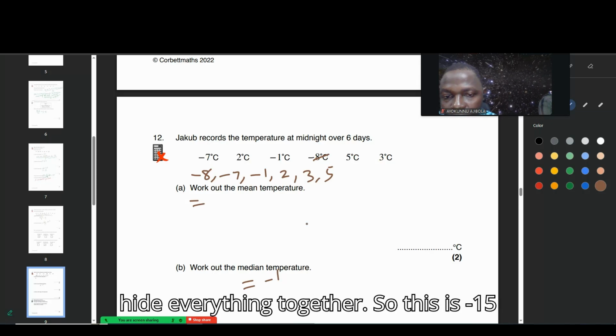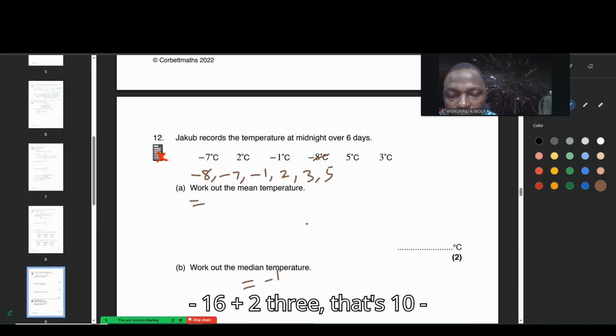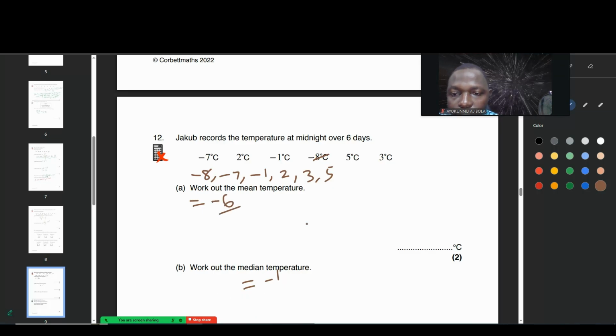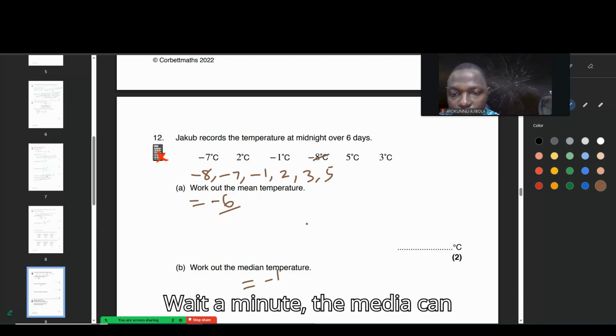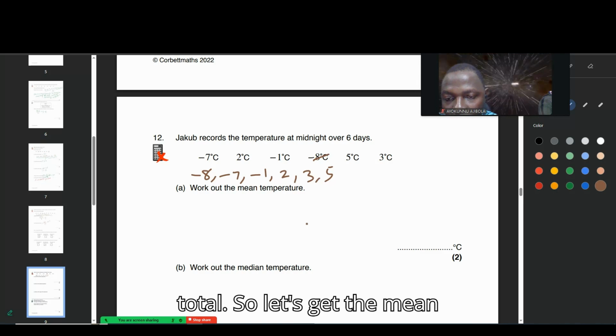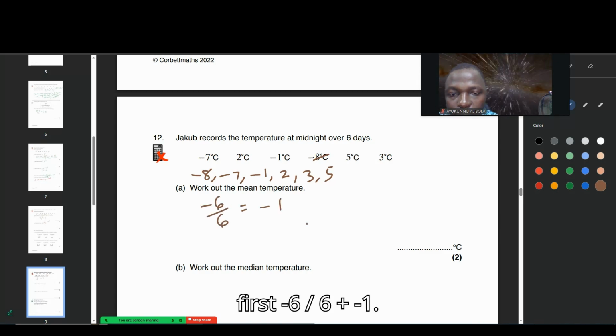So this is minus 15 minus 16 plus 2, 3, that's a 10. Minus 16 plus 10, that's minus 6 over, what is the total? 1, 2, 3, 4, 5, 6. Wait a minute. The median can't be this because there are 6 total. So let's get the mean first. Minus 6 over 6, that's minus 1.